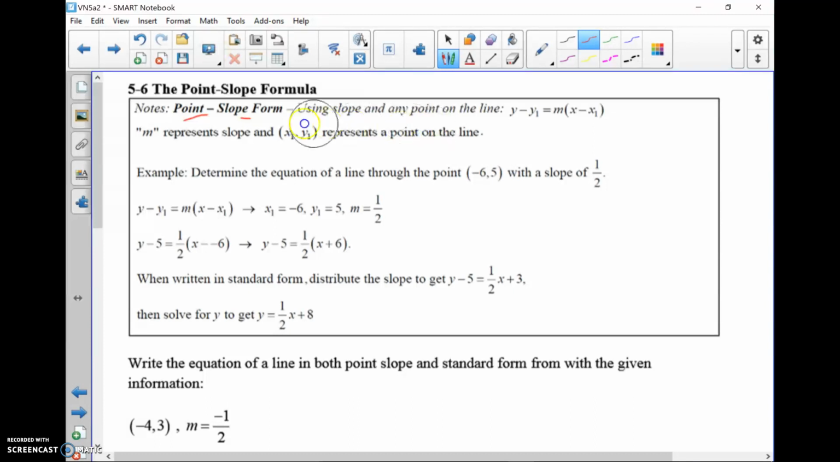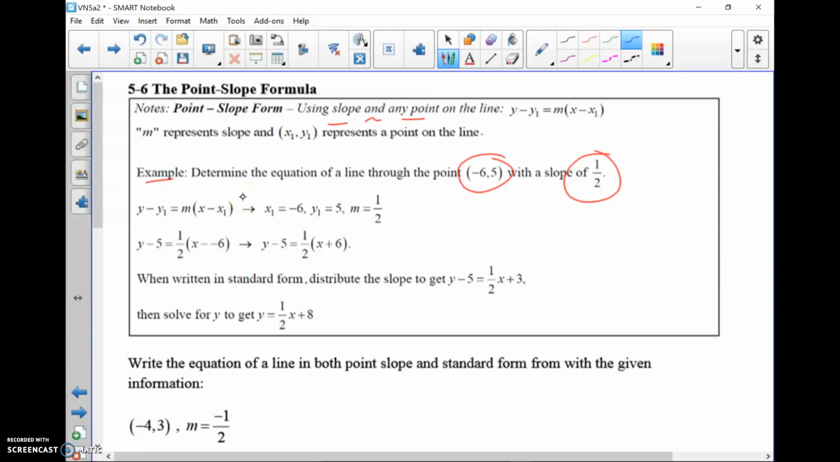If you have the y-intercept, that's great. You can use that. But you could use any point on the line along with its slope. Slope and any point, we can use that to get the equation of the line. For the example here, determine the equation of a line through the point negative 6, 5 with a slope of 1/2.